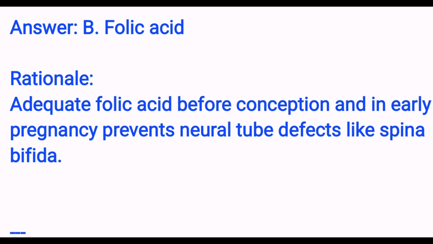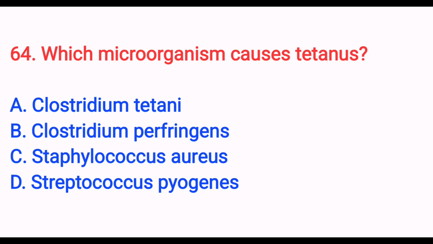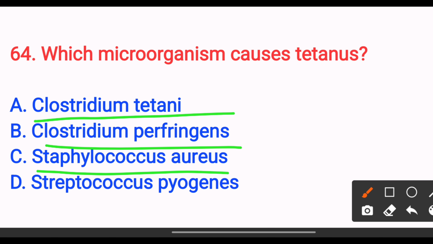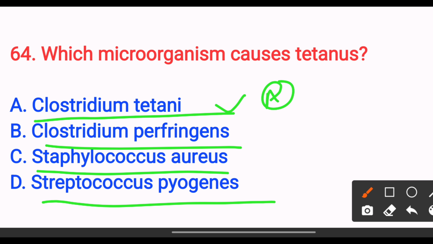Next, which microorganism causes the tetanus? Option A, Clostridium tetani. Option B, Clostridium perfringens. Option C, Staphylococcus aureus. Option D, Streptococcus pyogenes. The answer is option A, Clostridium tetani, because tetani produces a neurotoxin affecting the motor neurons, causing muscle rigidity and spasm.